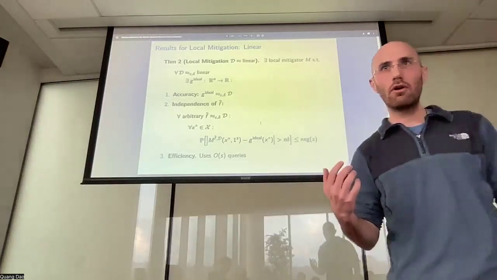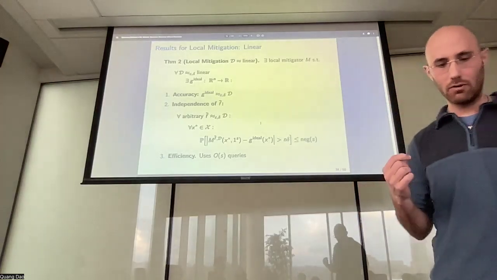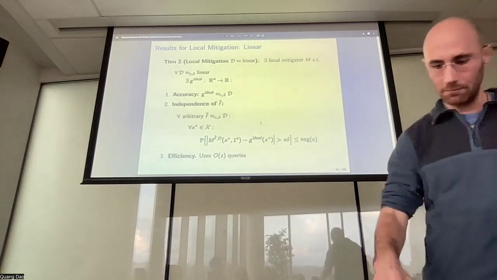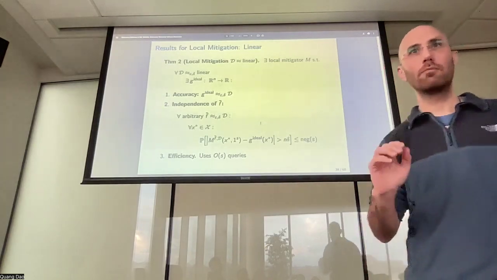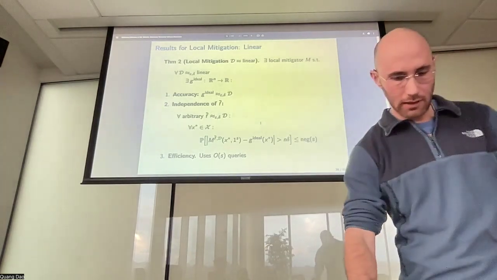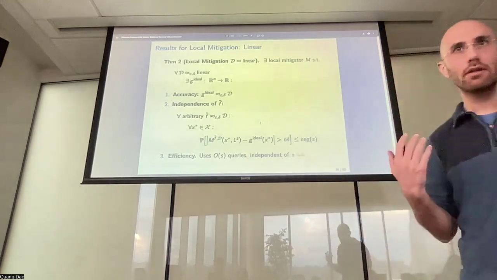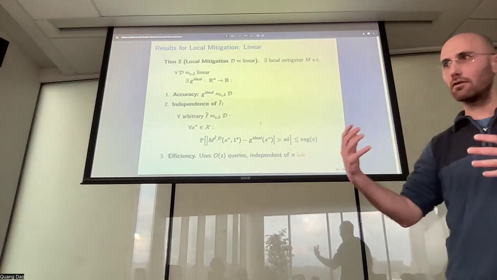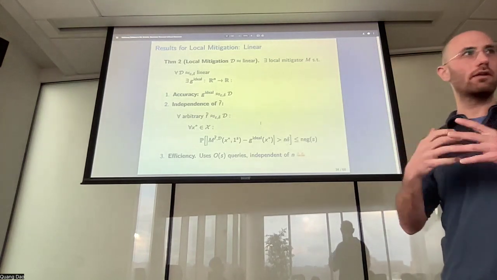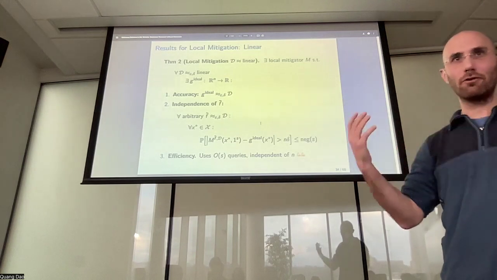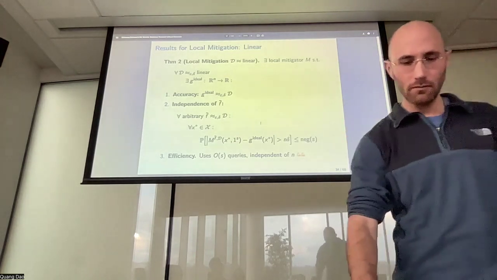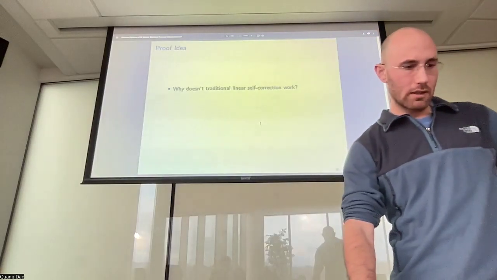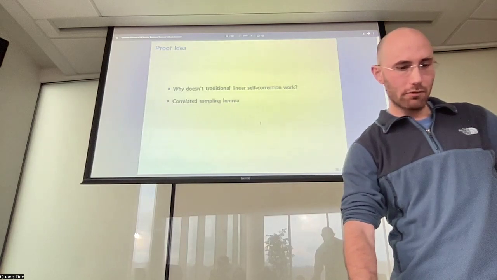And efficiency. So we're only going to use order S queries to the function f tilde. What's S? S is the security parameter. In particular, this is independent of n, the dimension, where normally if we wanted to learn a linear function in R^n, we would need order n samples or queries or something like that.